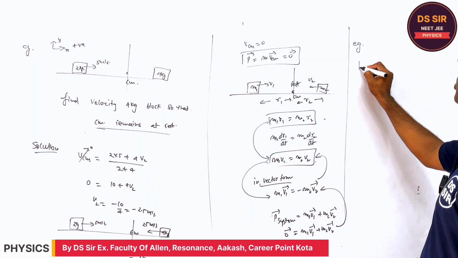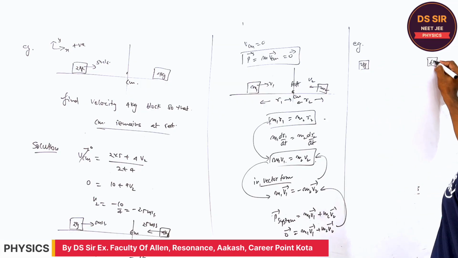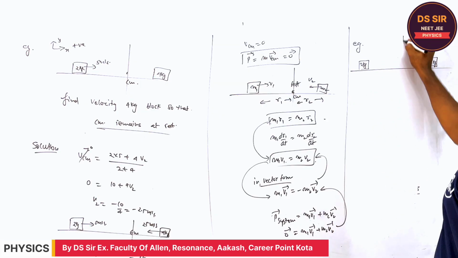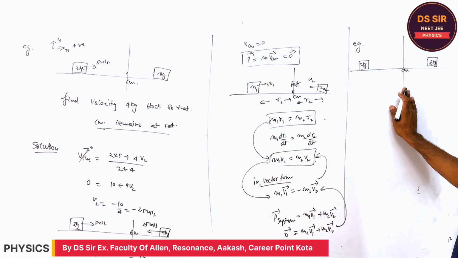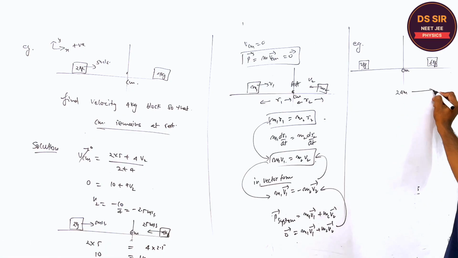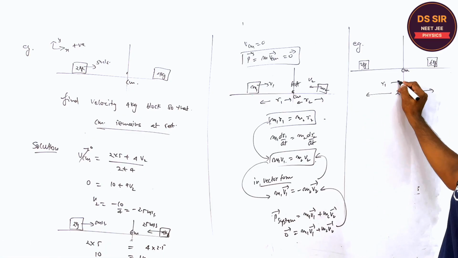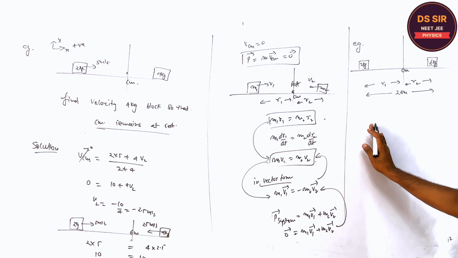For example, one more question. Suppose this is the 2 kg and this is the 6 kg, and this is the center of mass position. Suppose 24 meter is the distance between them. I think you can find r1 and r2 easily by using the formula.